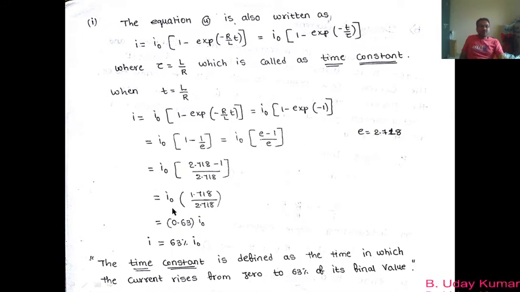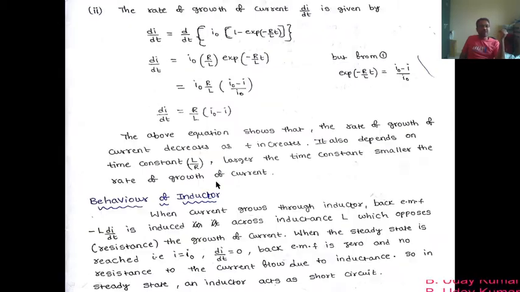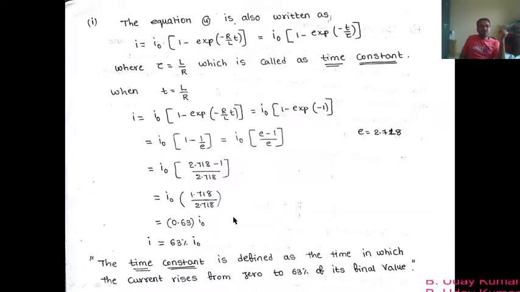Sorry, this one also we have done. In our last video we also tried to understand what is time constant. Time constant is defined as the time in which the current rises from 0 to 63% of its final value. Final value is maximum current, so please remember. This topic also comes under the case of growth of current. Up to here we have done.